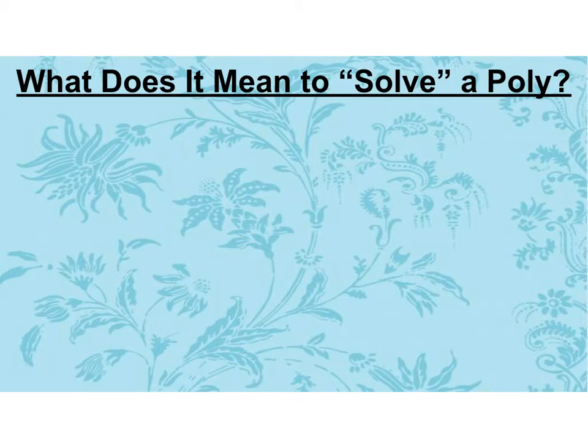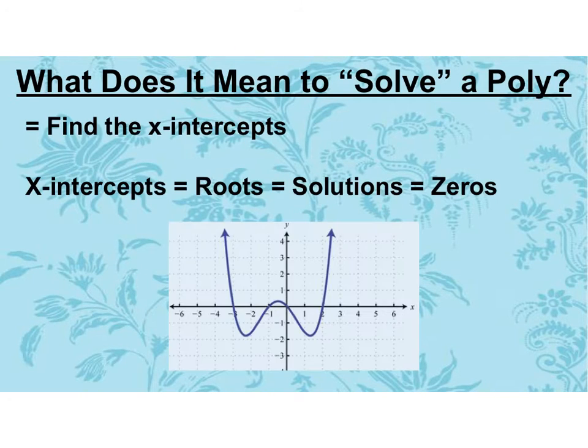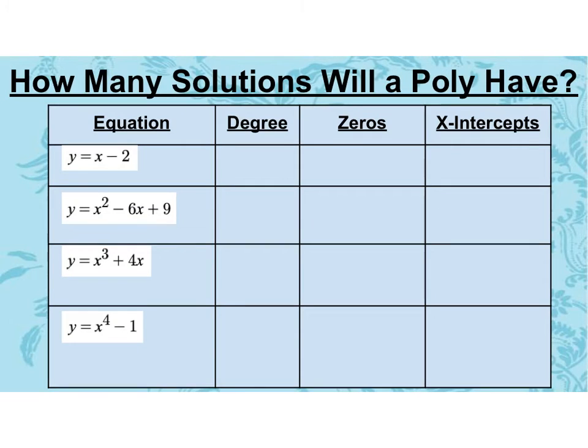So what does it mean to solve a polynomial? It means that you're trying to find the x-intercepts. So we're looking at the x-axis. This one would have 1, 2, 3, 4 solutions. X-intercepts can also be called roots, solutions, and zeros. So let's take a look at how many solutions a polynomial might have.